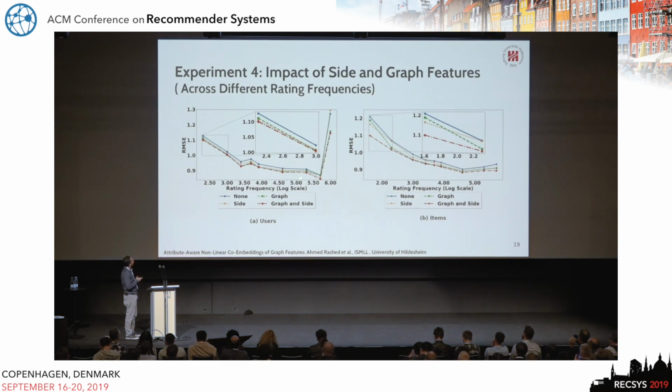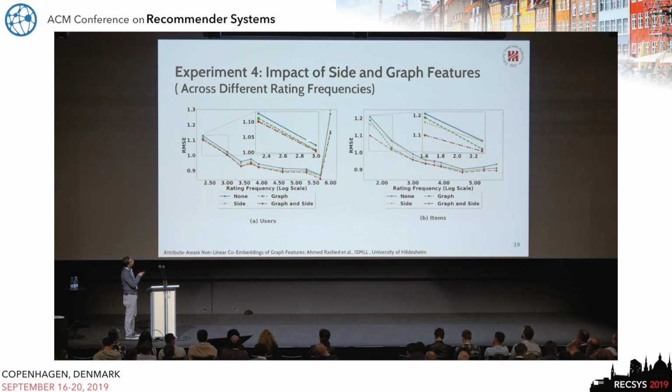And here, it's a study of those features, side features and graph features, for users and items that have different rating scales. So here you have the whole scale of rating frequencies, and you can see that if the user has a very low rating frequency, the graph features are not as helpful as the side information. But as you increase the rating frequency of the user, you have more interactions, and the graph features tend to be as good as the side features. And of course, combining both is the best option.